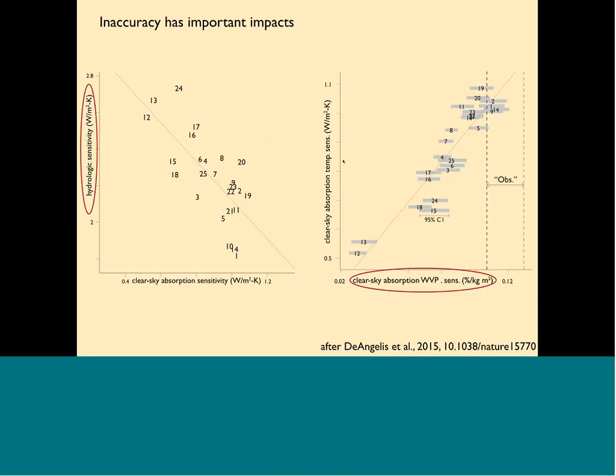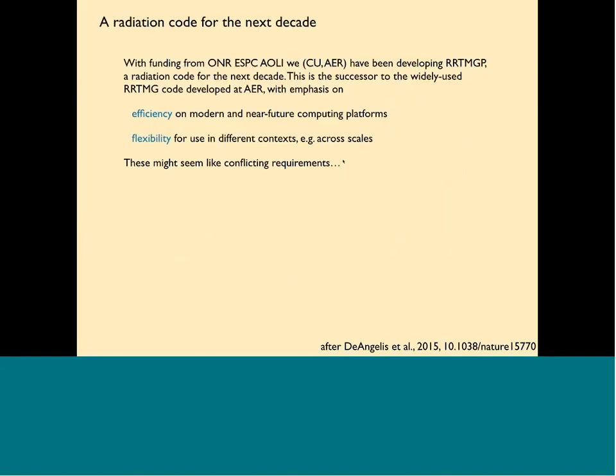So what I've told you is that we can use the same code across a range of applications, and that the accuracy of that code has important impacts. That's, of course, also true for short-term forecasts. So with funding from the Office of Naval Research and ESPC, the Earth System Prediction Capability, which is focused on coupling atmosphere, ocean, land, and ice, myself and the group at AER have been developing RRTMGP, where the P stands for parallel. Our intent is that this is a radiation code with a decade-long lifetime. It's the successor to a code that's used in many of your models, I suspect.